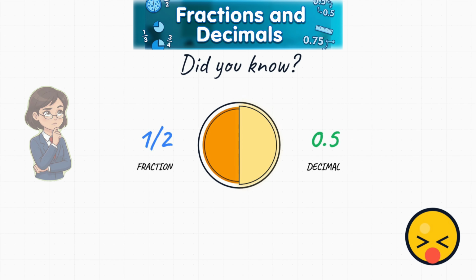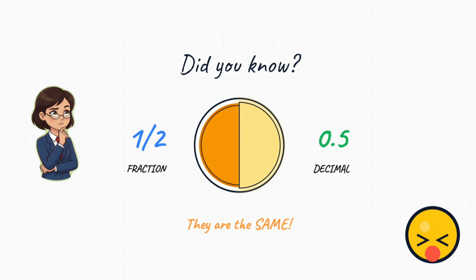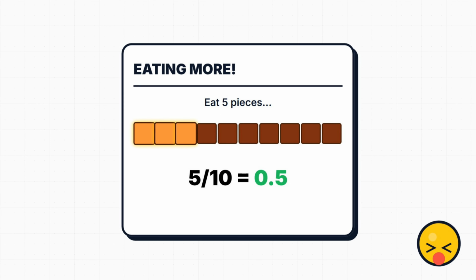Did you know 0.5 and 1 over 2 are actually the same thing? Imagine you have a chocolate bar divided into 10 equal pieces. If you eat one piece, that is 1 out of 10, which we also call 0.1. If you eat 5 pieces, that is 5 out of 10, which is also 0.5. Same chocolate, same amount, different way to say it.